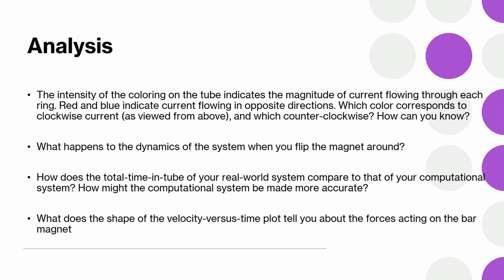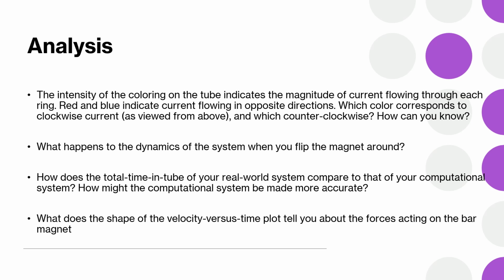The intensity of the coloring on the tube indicates the magnitude of current flowing through each ring. Red and blue indicate a current flowing in opposite directions. Which color corresponds to clockwise current as viewed from above, and which counterclockwise? How do you know? The red ring corresponds to counterclockwise and blue corresponds to clockwise. I know it's through Lenz's law.